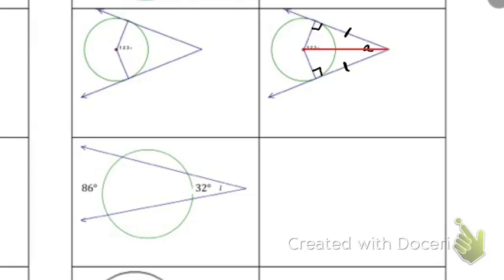All right, bottom one, now we have two secants going to a point outside of the circle. I think that's an L, not an I. But basically, L is going to equal 1/2. Since it's outside, we subtract. Since we're subtracting, order matters, and we have to do the big one minus the small one. And the big one's always on the other side.